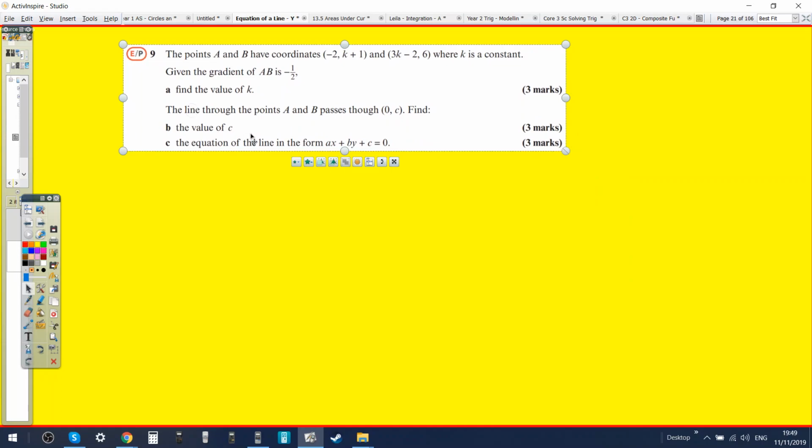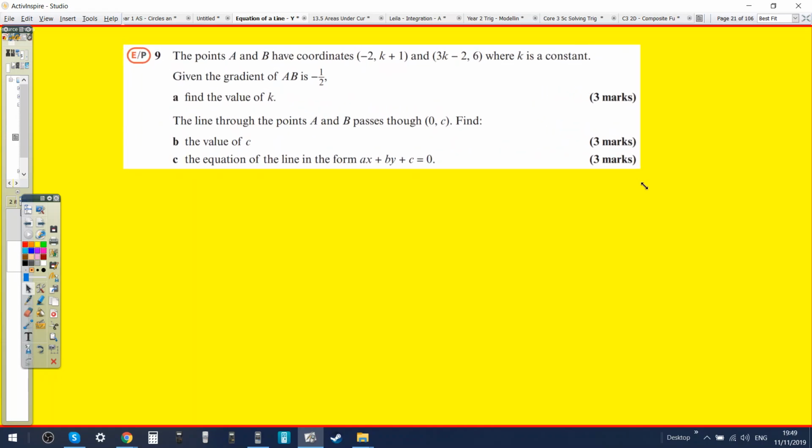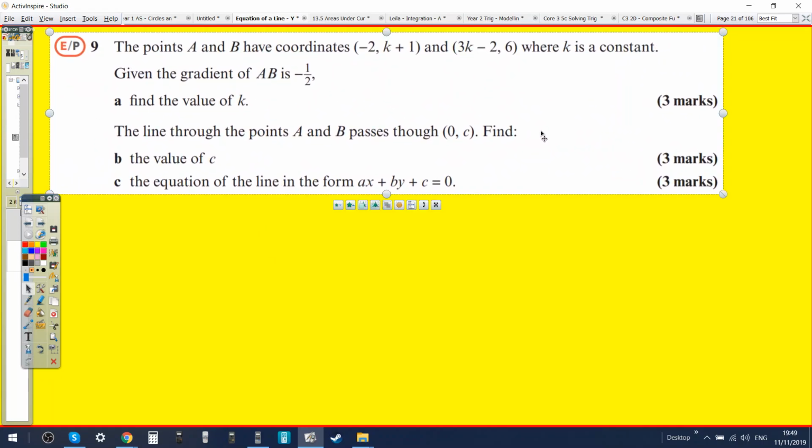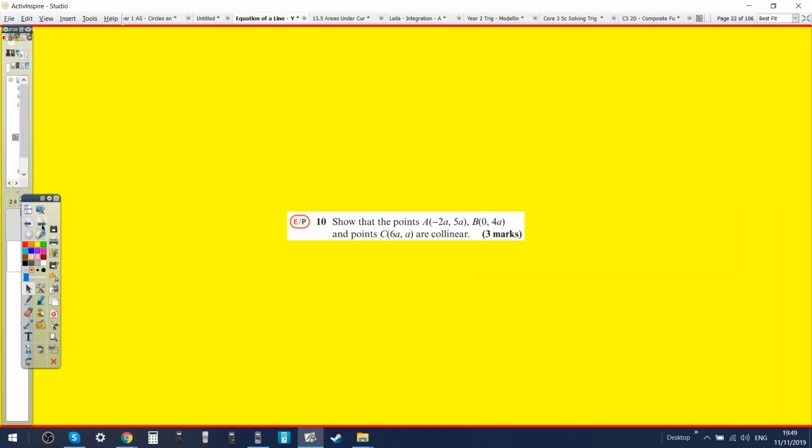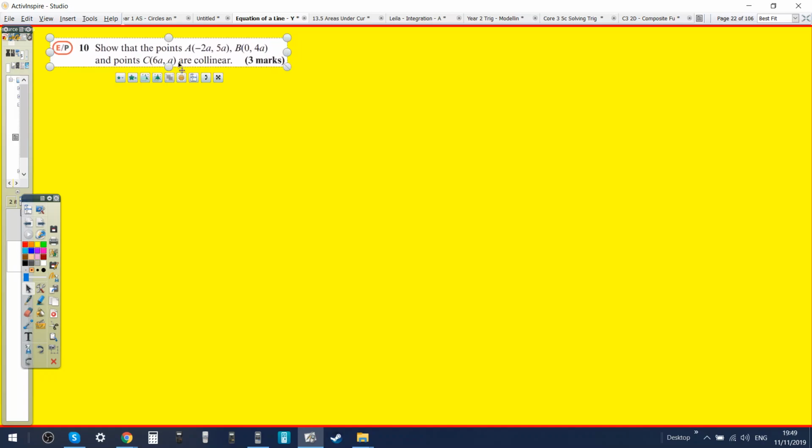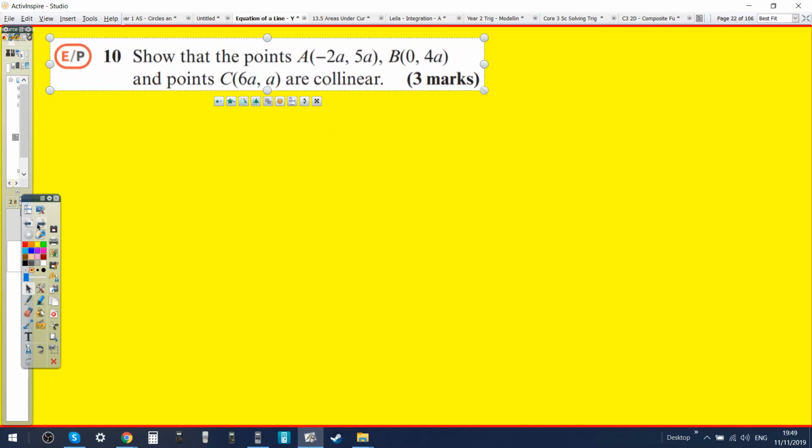Oh, let's see this one. Man, I'm just punishing you. Given the gradient is that, find the value of k for the line through the points A and B. I think you'd be fine for that. I think you'd be good. And this one, okay, let's do this one last. How about this one?